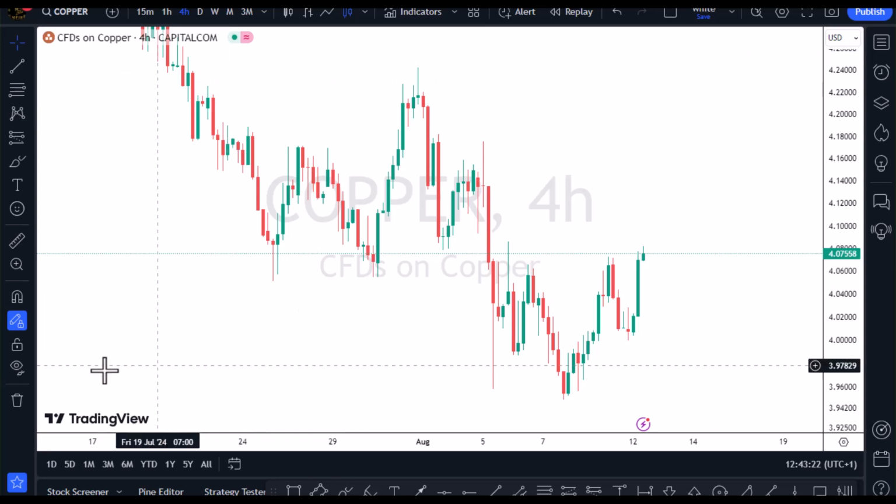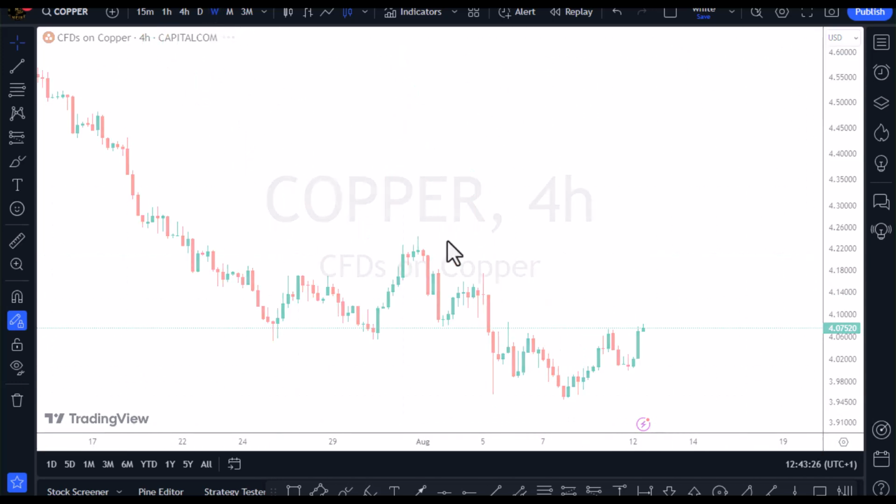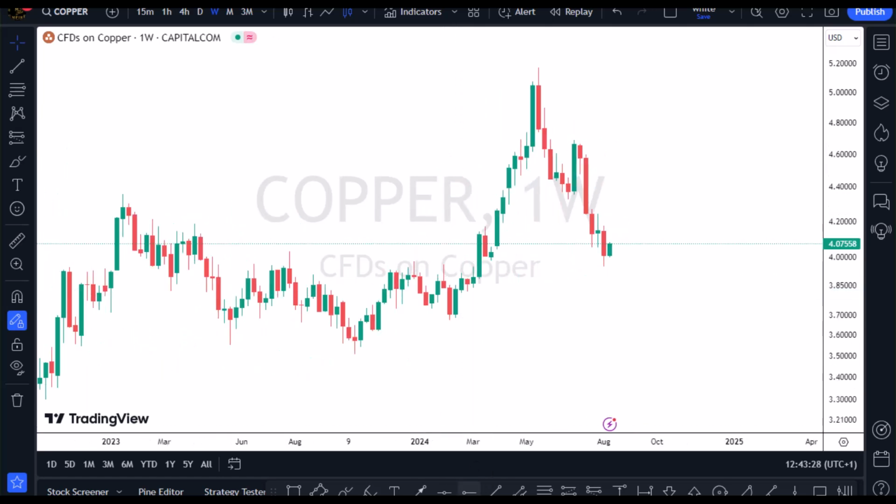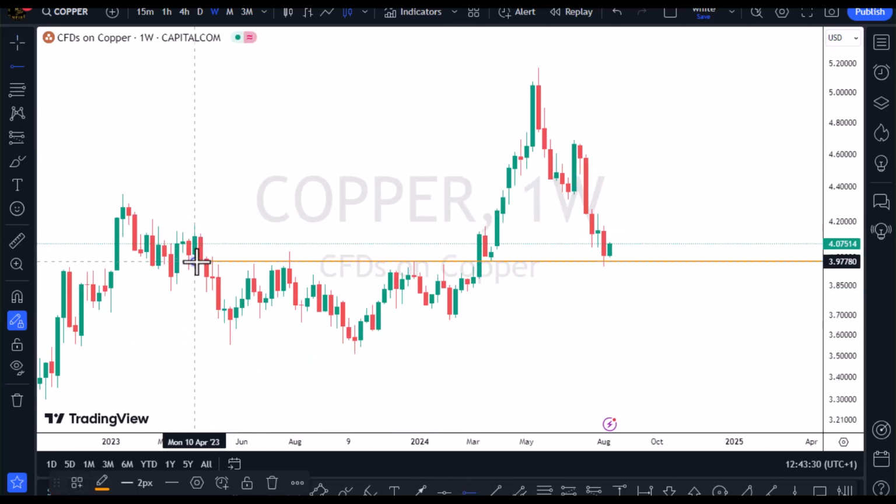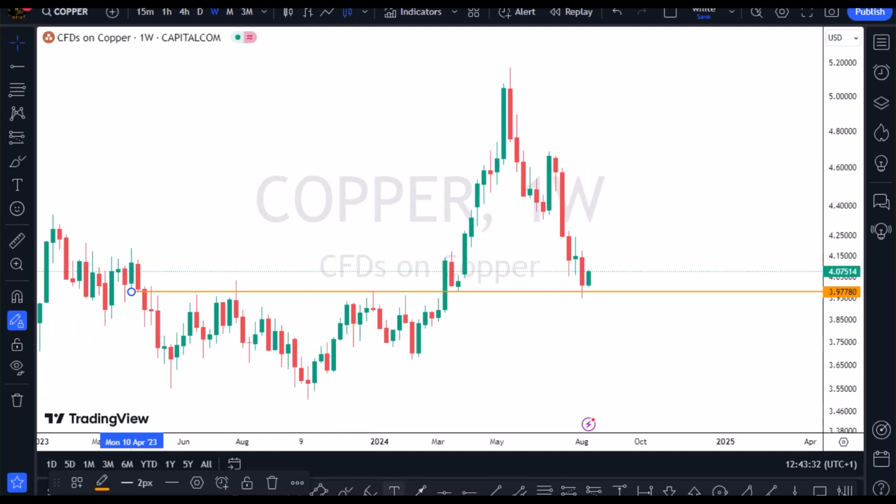So let's go right here. I'll be monitoring this trade right here from the weekly chart as a swing trader. So I constructed my key level from the weekly chart. So this is the weekly chart. You can see on the weekly chart, this level is obvious.